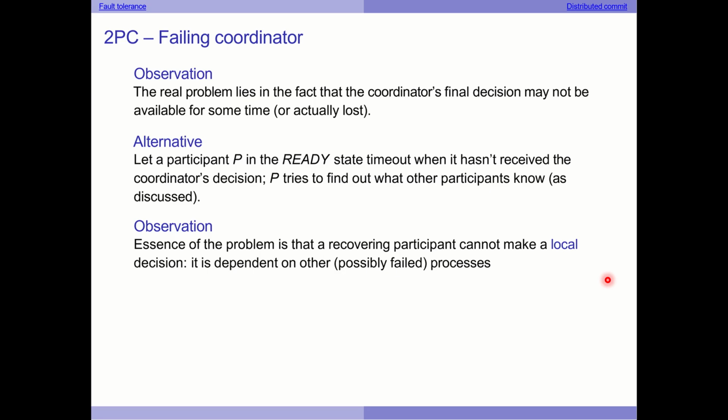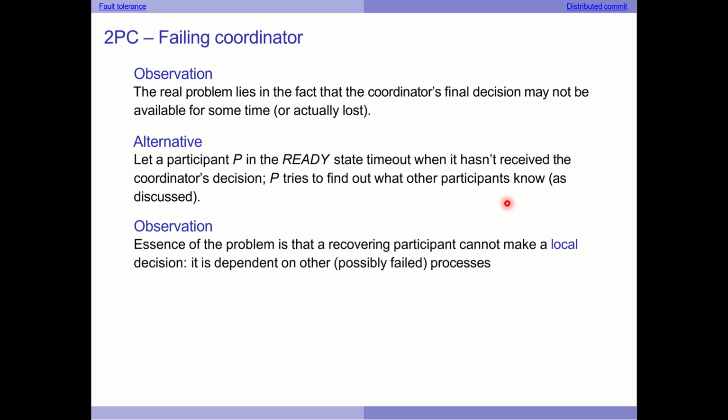In previous slides, a participant in the ready state must wait forever. So let a participant P in the ready state time out when it has not received the coordinator's decision. P tries to find out what other participants know, as discussed earlier. The timeout-based alternative allows a ready participant to query others, but if all participants and the coordinator have failed, no participant has sufficient information to decide, causing the protocol to continue to block.